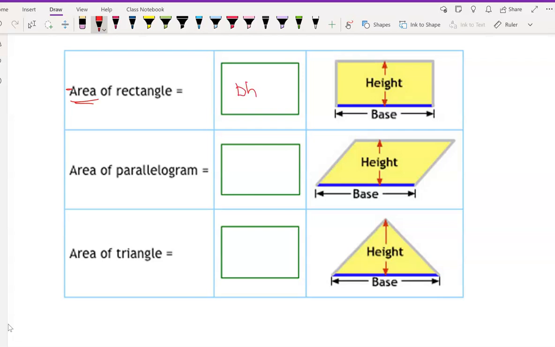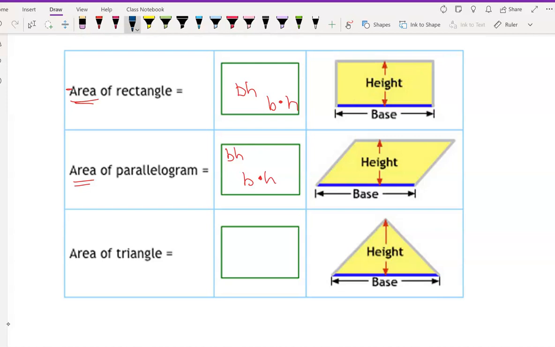If you prefer to write it, you could write it like this: base times height, if you can't remember how to do that. If you can't remember that B and H next to each other as variables means you're multiplying. To find the area of a parallelogram, which is just like a slanted rectangle, it's the same thing. Base times height, or if you prefer to write it like this, that's fine. Now the area of a rectangle, if you were to cut this rectangle right in half, it would give you two triangles.